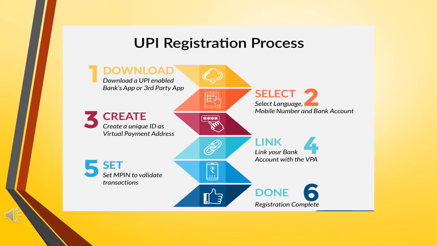UPI ID is a virtual identity like an email address. It can be a name or a mobile number along with the name of your bank. For example, name at SBI or mobile number at SBI. Now you have to set an MPIN to validate the transactions. Later, the registration is done.